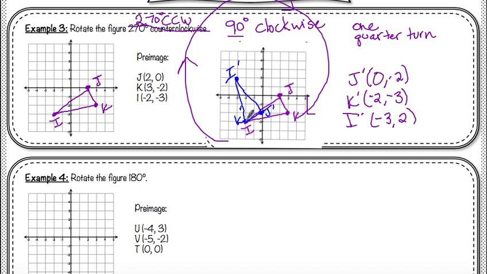You see how I is here? I prime is 1/4 turn away. J is here, 1 quadrant away. And K is here, and K prime is here, 1 quadrant away. That's 90 degrees. So we have answered the question correctly.